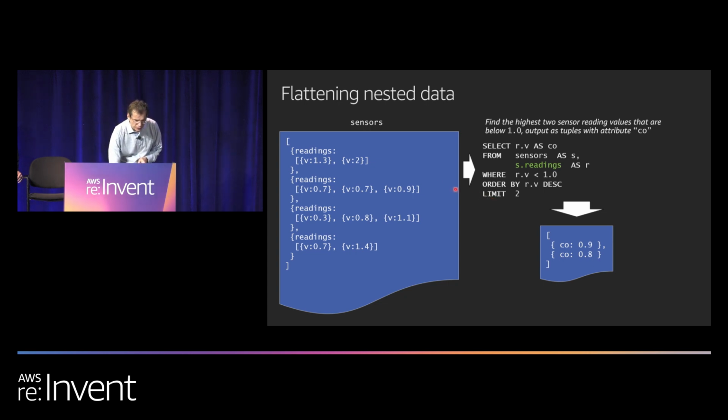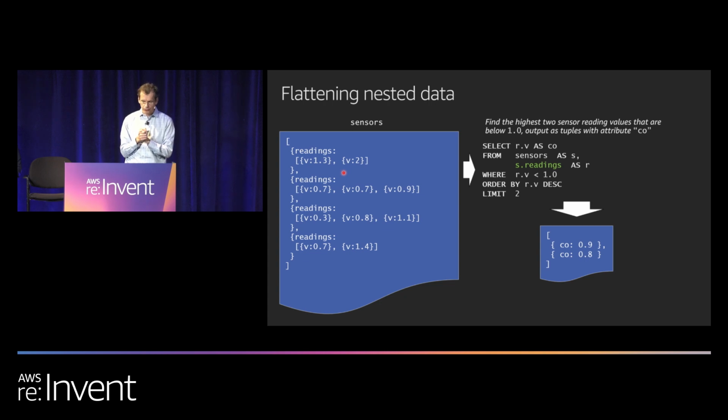So our input here is a collection. It happened to be an array. It could just as well be a bag. And it has got tuples, right? Tuples, also known as objects if you come from the JSON persuasion. Okay. And my tuples have got a readings attribute. And this readings attribute tends to have a value that is an array. And this array contains its own tuples with attribute v. Okay, and then numbers.